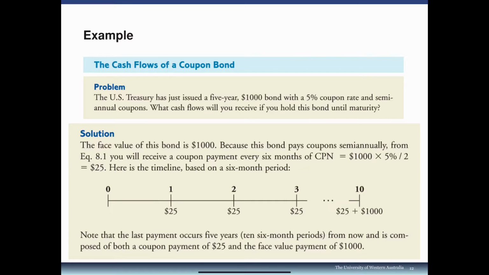So if you draw the timeline, 5 years, every 6 months, that means you have 10 six-month periods. Each payment will be face value 1,000 times coupon rate 5% divided by the number of payments per year. Here that is 2, so each payment is $25. So you have 25, 25, 25, 25 all the way to the end with an extra 1,000 at the end, right? And those are the cash flows of a coupon bond.